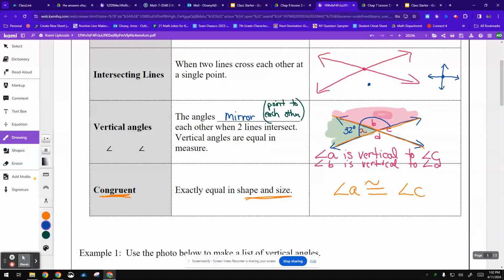Lily. Yes, because what kinds of angles are angle A and angle B? Those are supplementary. So they add up to 180. So as soon as I give you one angle, you can find all the others.